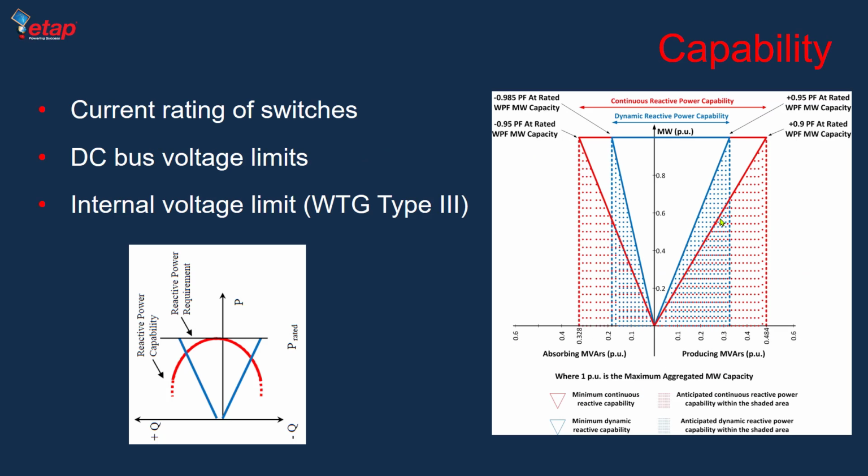There is also a capability curve for an inverter or for a plant as a whole. We know that all the inverters are based on switches, and these switches have a very limited current rating, and it's not like a generator that can give 20-30 per unit current. It's very limited to around the nominal current, or maybe slightly, 20-30-50% above the rated value. Also, there's a limit on the DC bus voltage control, and if it has a WTG, you may have an internal voltage limit. So there's always a limit there.